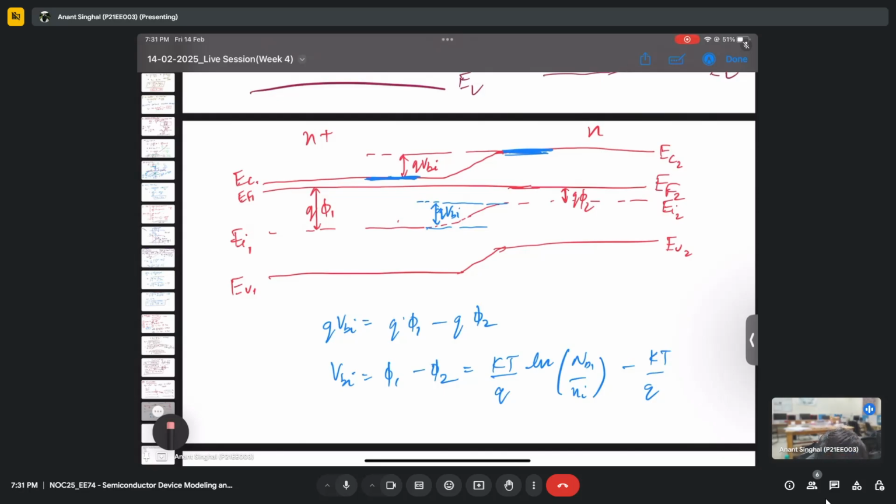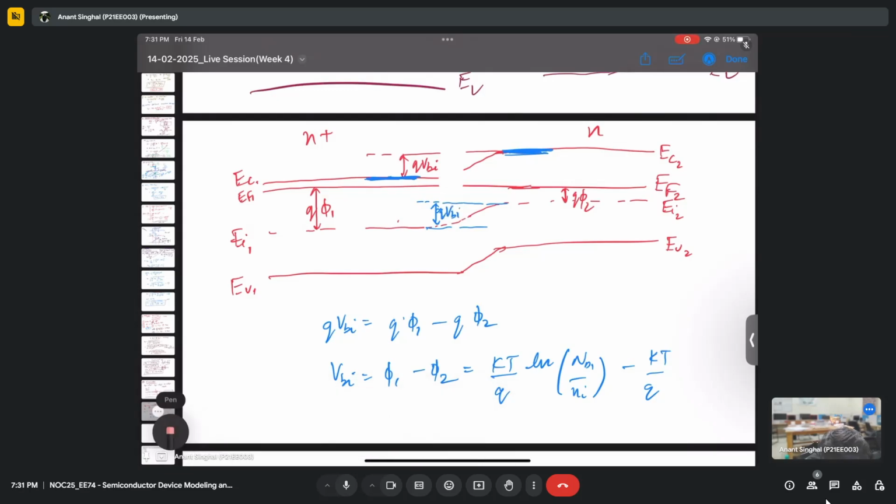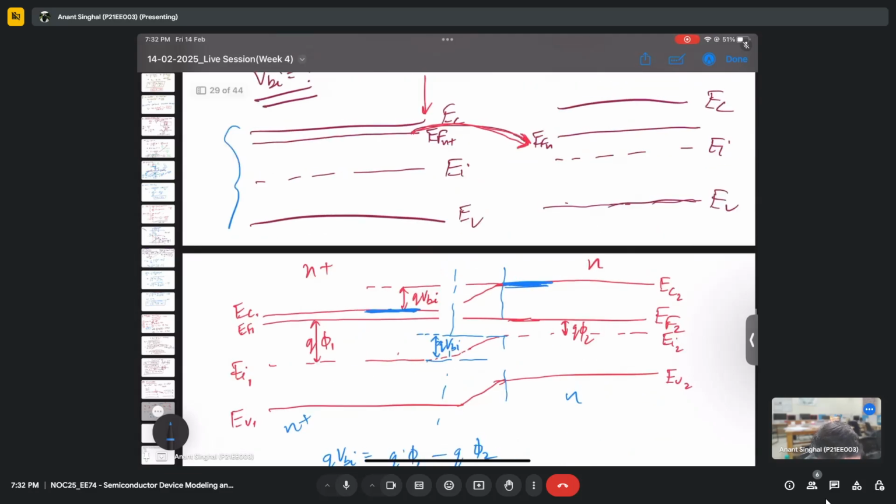So, this part is n plus. Oh, sorry. So, you see, if I do not bend the diagrams, this part is n and this part is n plus, right? I hope these two are very clear, that the Fermi level will be closer to EC in n plus and it will be far away from EC in n, right?